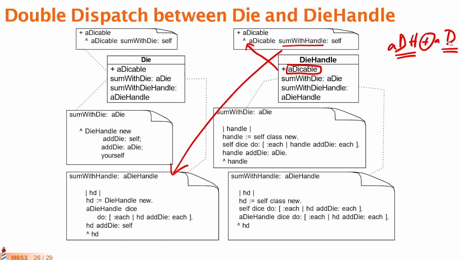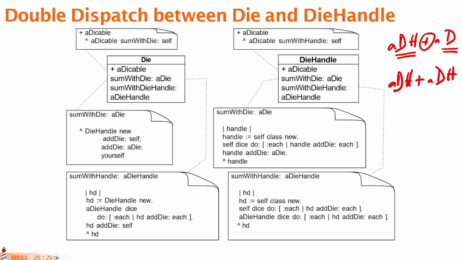Now let's do another one. Imagine that you have a DieHandle plus a DieHandle. That's easy. The plus is what? This is this one. We go here. This argument in diceable is this guy. So I will do sumWithHandle on the DieHandle class. This is this one. And we do that.